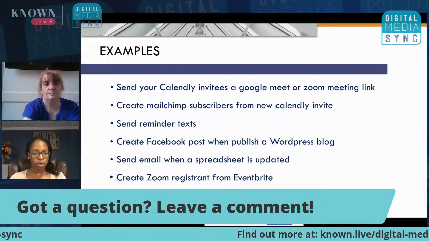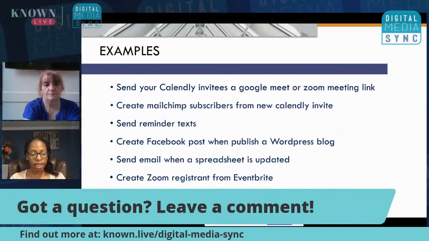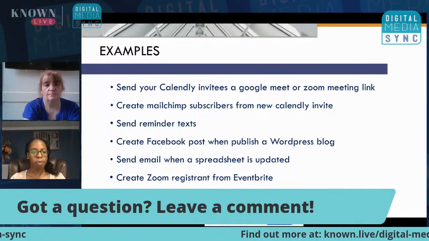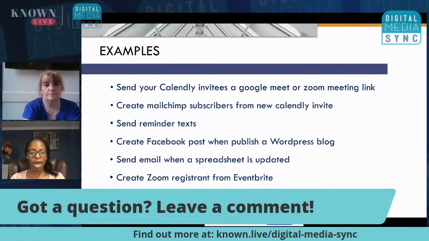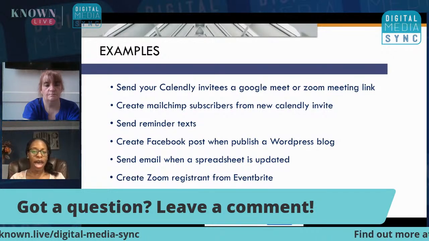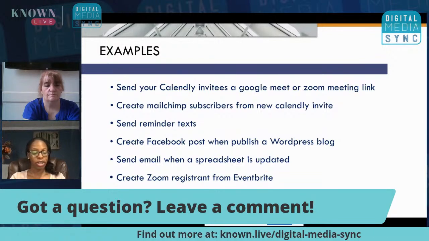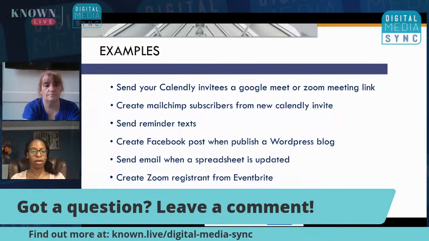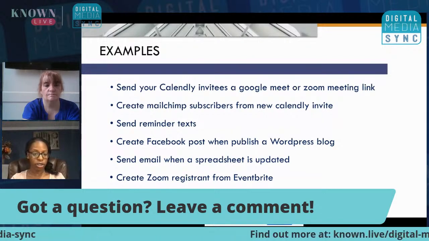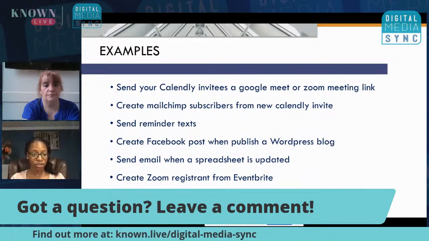So just some quick examples of the type of Zaps that you can create. If you're using Calendly, which is a tool where people can schedule meetings with you, you can have a Zap that every time someone schedules a meeting, it automatically creates and sends them a Google Meet or a Zoom link. You could also have it where every time someone uses Calendly to schedule a meeting with you, their email automatically gets added to your MailChimp. MailChimp is a tool to keep your mailing list for your business. You can have it automatically send you personal text reminders to your phone.